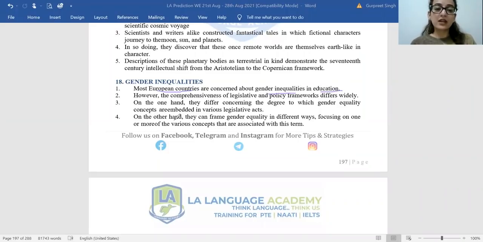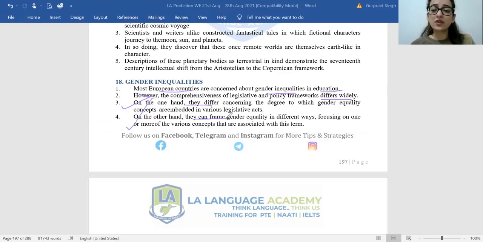On the one hand, on the other hand cannot come unless and until we introduce what these two things are. So that's why the second sentence says, however, the comprehensiveness of legislative and policy frameworks differ widely. What is important here is not understanding what the comprehensiveness of legislative and policy frameworks is. No, what is important is differs widely. Something differs widely. And what are the differences? On one hand, they differ on this. On the other hand, they do this and this.